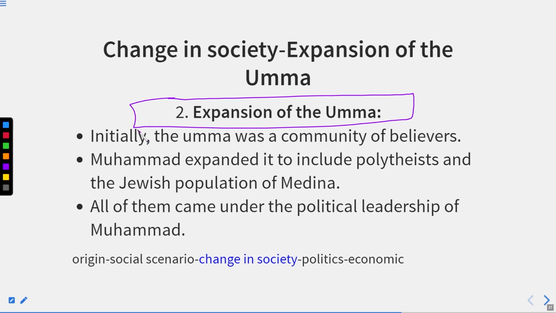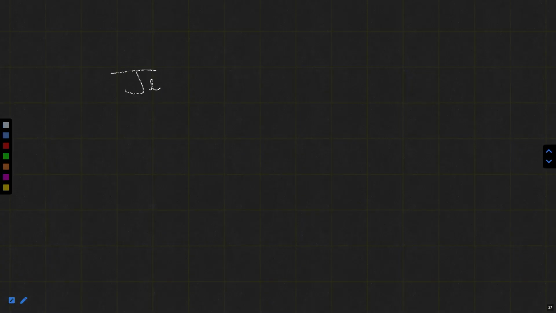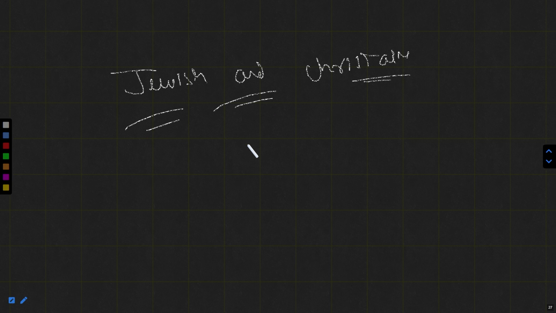Thereafter, expansion of the Ummah. Ummah was the community of believers. All right. Initially, the Ummah was a community of believers, means the people who supported and got themselves involved in the campaign of Muhammad in order to worship only one God called Allah and to be part of a unified society called Islam. Okay. Muhammad expanded it to the other ones, including the polytheist and Jewish population of Medina. Okay, remember, Jewish and Christians, they also lived in the tribes. They were also in the tribal population.